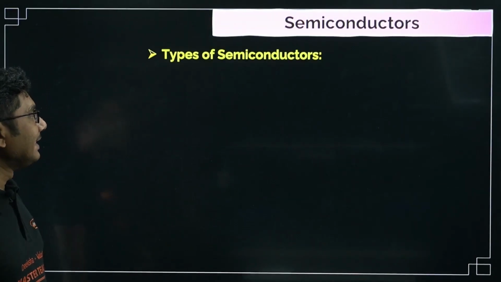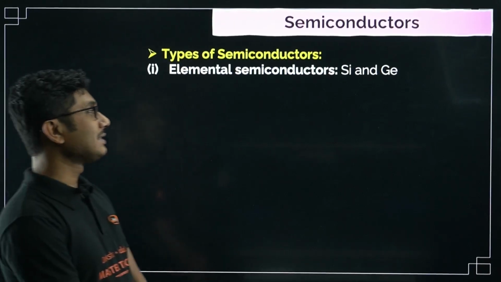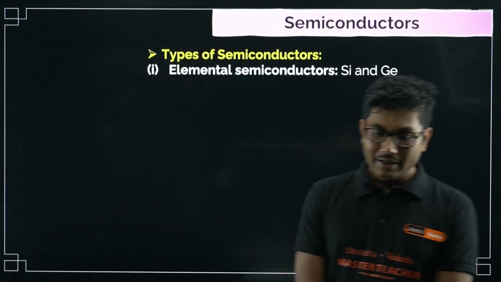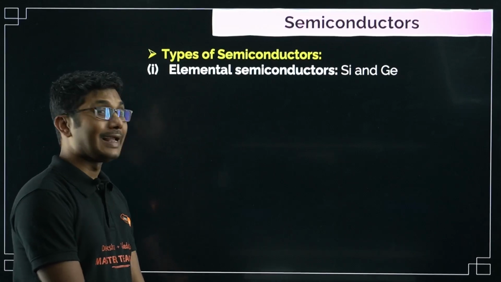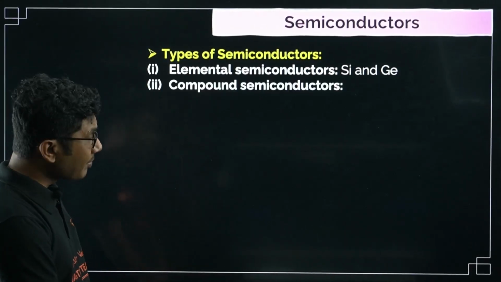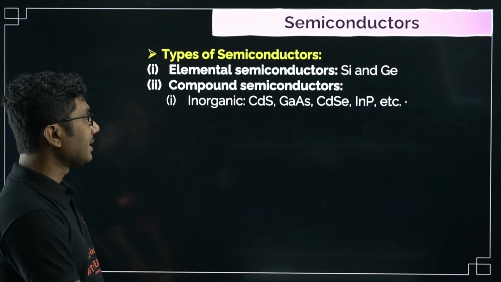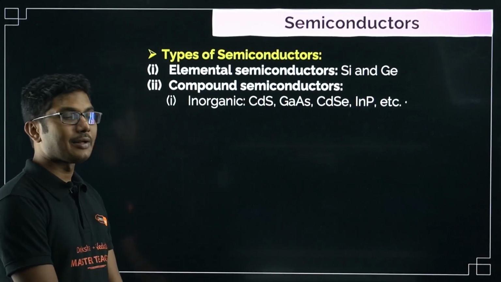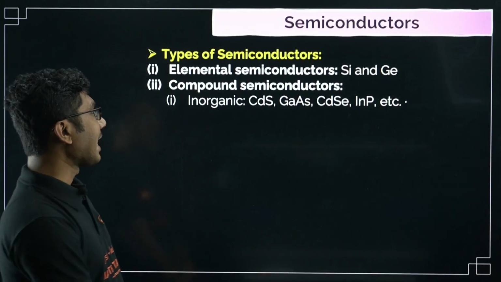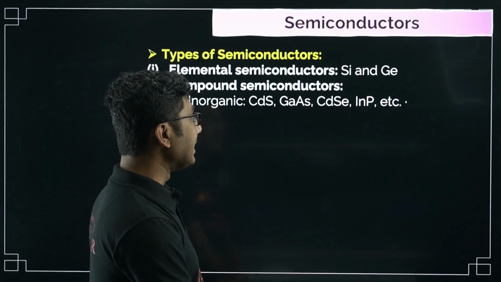Now, in detail about semiconductors, how many types of semiconductors do we have? Elemental semiconductors: silicon and germanium. Elemental means elements, so they occur in element form. Silicon and germanium are naturally occurring semiconductors. Compound semiconductors: sometimes you will find some compounds that also behave as semiconductors. There are two types, inorganic and organic. For example, inorganic ones include cadmium sulfide, gallium arsenide, cadmium selenide, indium phosphide, etc.